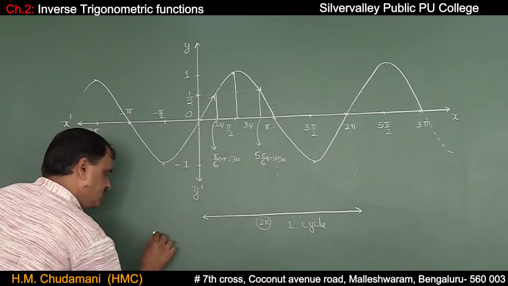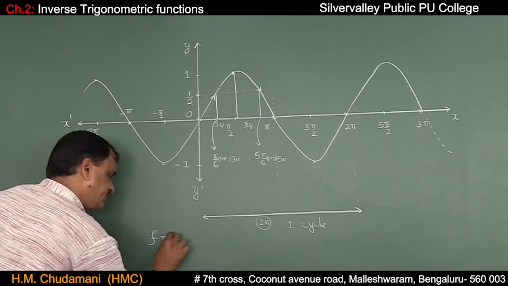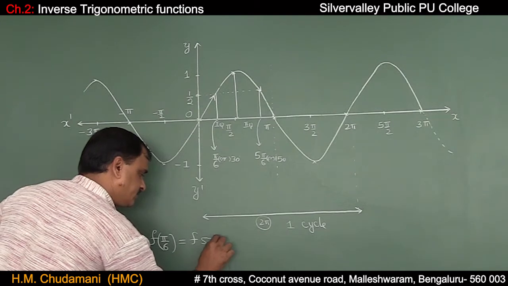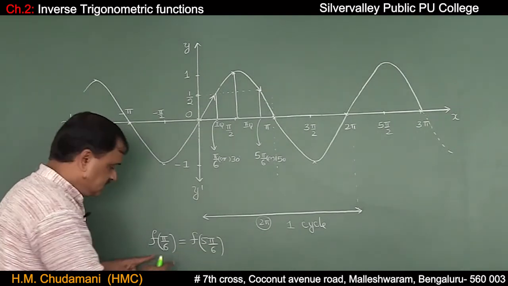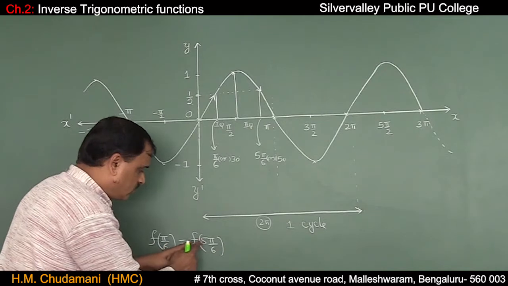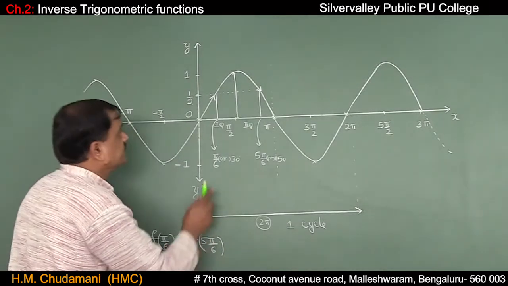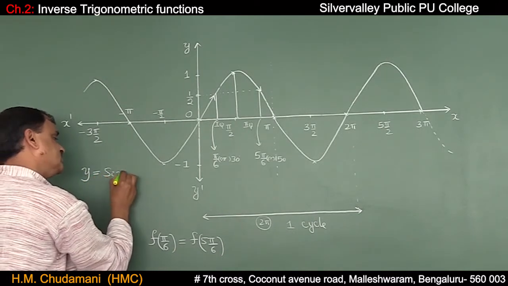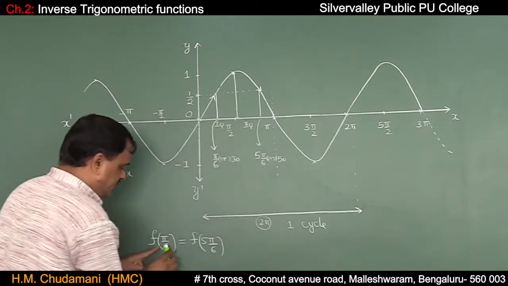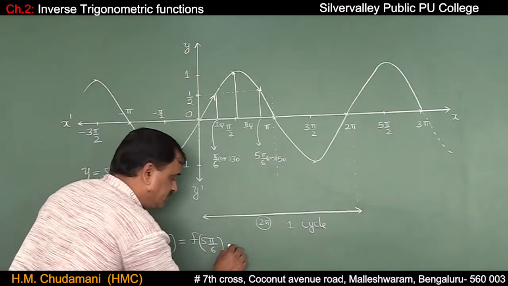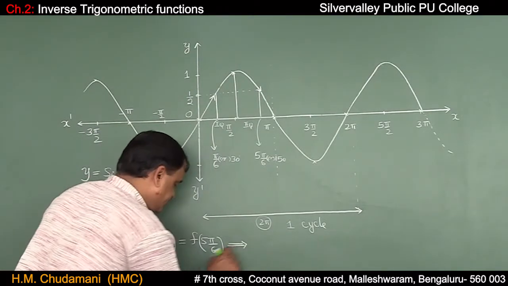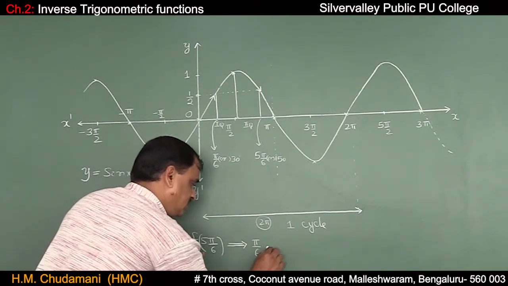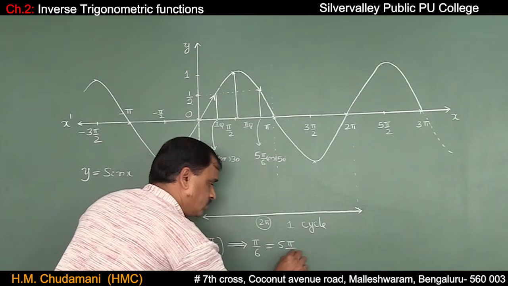I mean, f of pi by 6 is equal to f of 5 pi by 6. Both are equal to 1 by 2 only. Sine 30 degree is equal to sine 150 degree. This is a given function, y is equal to sine x, the sine function between 0 to pi. So sine 30 degree, sine 150 degree, both are equal to 1 by 2. See this? f of x1 equals f of x2, but x1 and x2 are not equal.